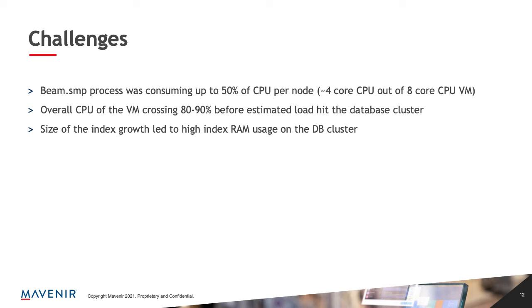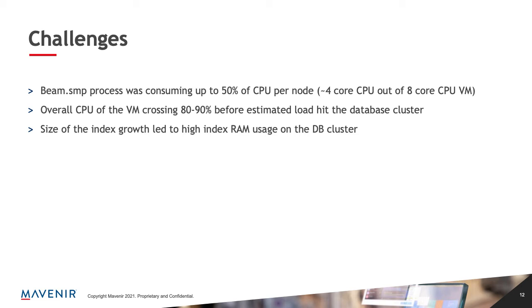Also, the VM flavor configuration was changed from 8 vCPU to 16 vCPU and 32 gig RAM to 96 gig RAM. With this architecture redesign, the number of nodes that were deployed earlier were reduced by 50%, as the CPU configuration was changed from 8 vCPU to 16 vCPU, and the same with the RAM.